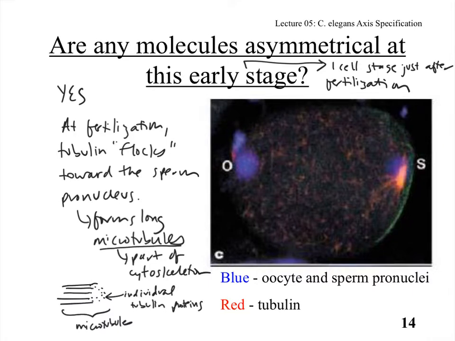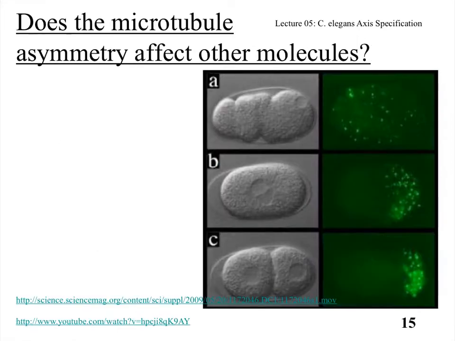So basically the tubulin is asymmetric once fertilization takes place due to the tubulin proteins starting to polymerize to form these microtubules. Now that we've seen that the microtubules are asymmetrical at that stage, we want to determine if that affects other molecules, and the answer is yes. In particular, it affects the P granules. They're shown in green on the far image.